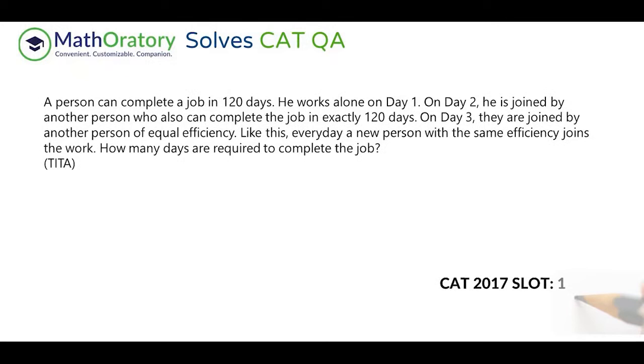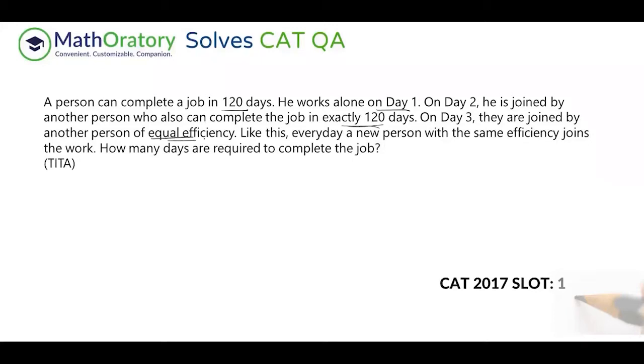In this question, it's mentioned that a person can complete a job in 120 days. He works alone on day one. Now, on day two, he's joined by another person who has the same efficiency. So, the second person can also finish the same work in 120 days. Again, the next person on day three that joins also has an equal efficiency.